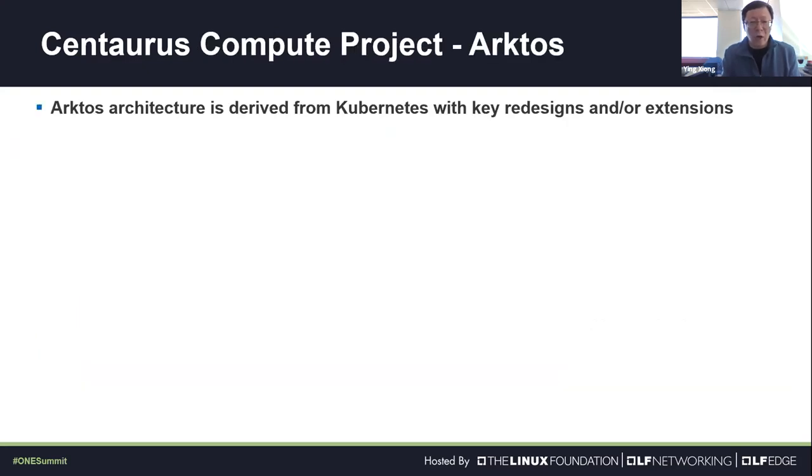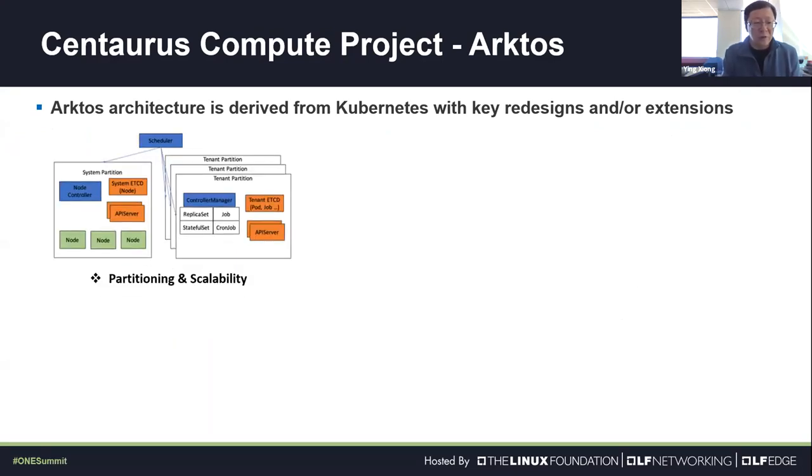So I need to say more about Project Arktos. Again, I mentioned earlier, Arktos architecture is derived from Kubernetes, but we make key redesign and changes, or we call extensions, to the platform. So make a real multi-tenant cloud native infrastructure to support containers, VMs, and other types of workload node resources. So the first major change we made is for scalability.